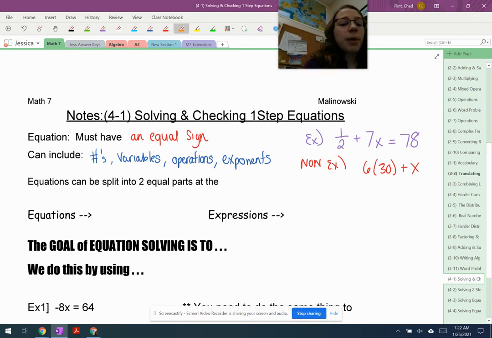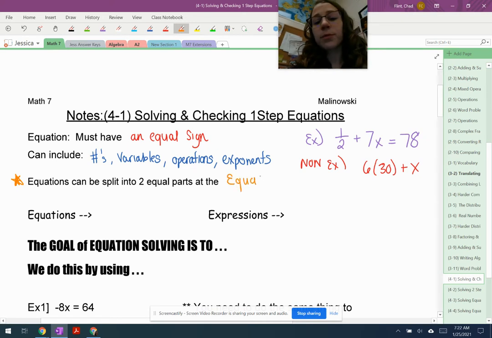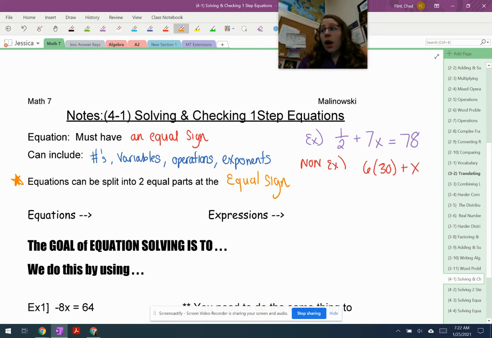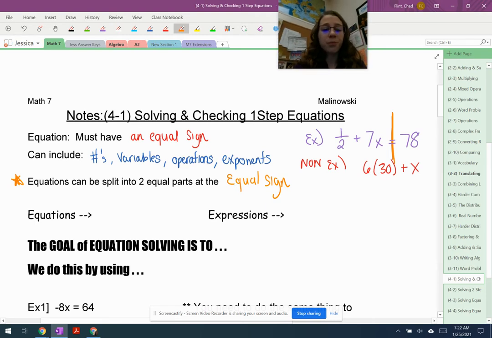The whole basis behind solving equations comes from this little piece right here: equations can be split into two equal parts at the equal sign. So that equal sign is considered our middle, even though it might not always be in the middle of the equation. So, for example, if I take my equation right here, I can split it in half right at the equal sign where I did in orange.